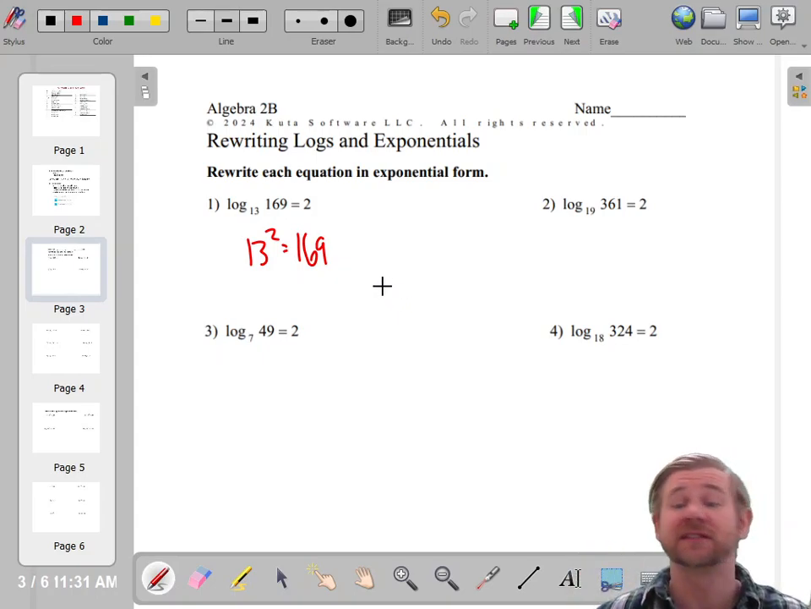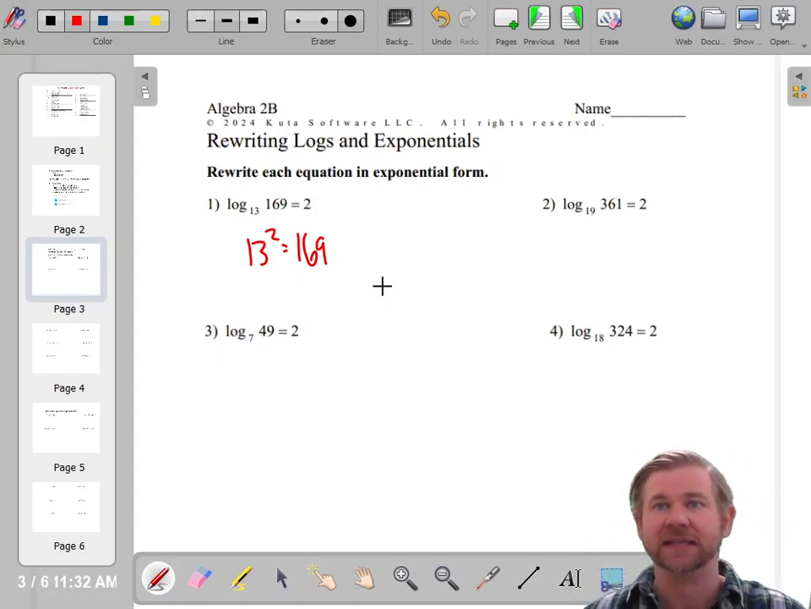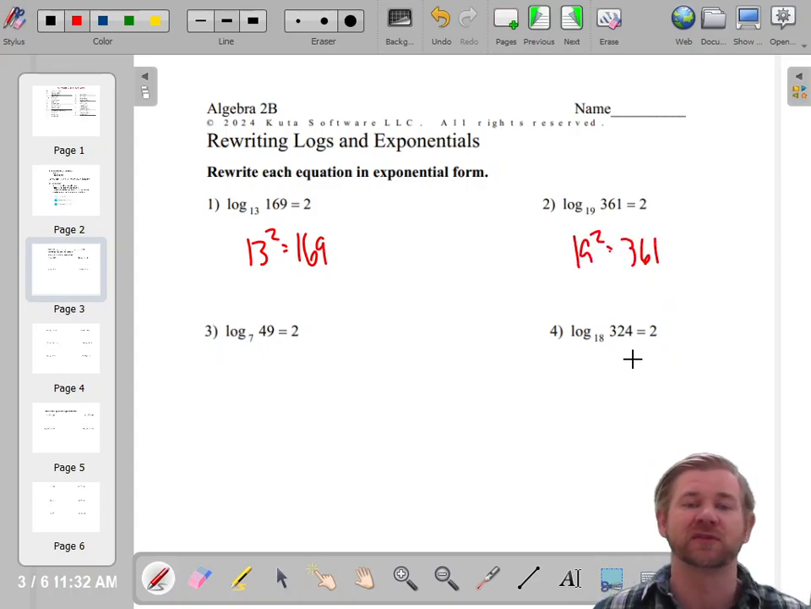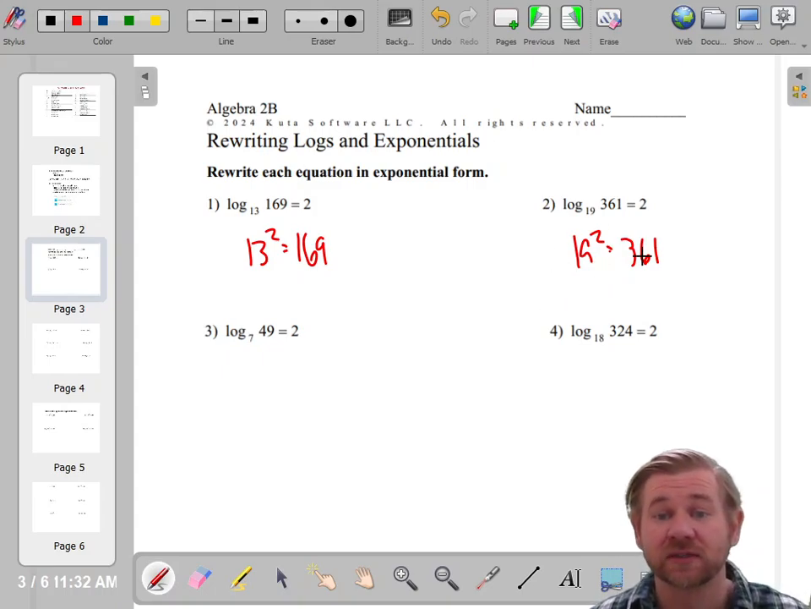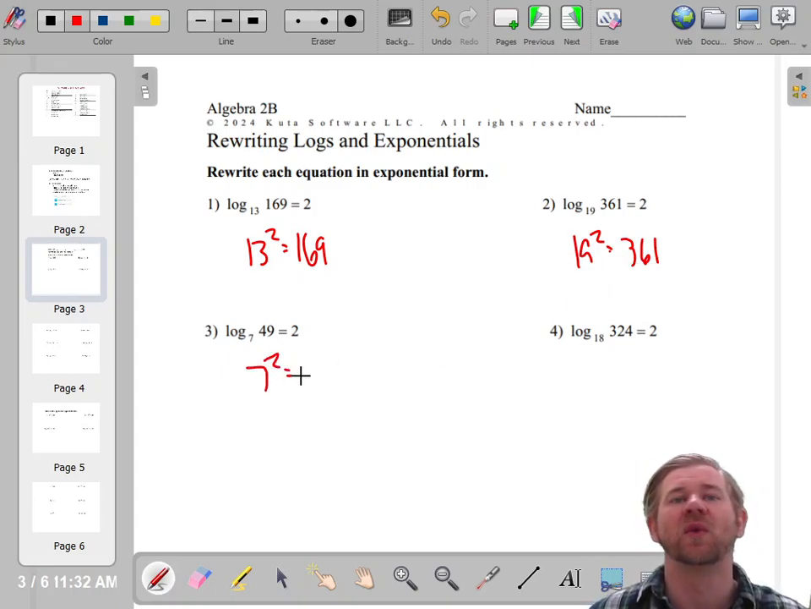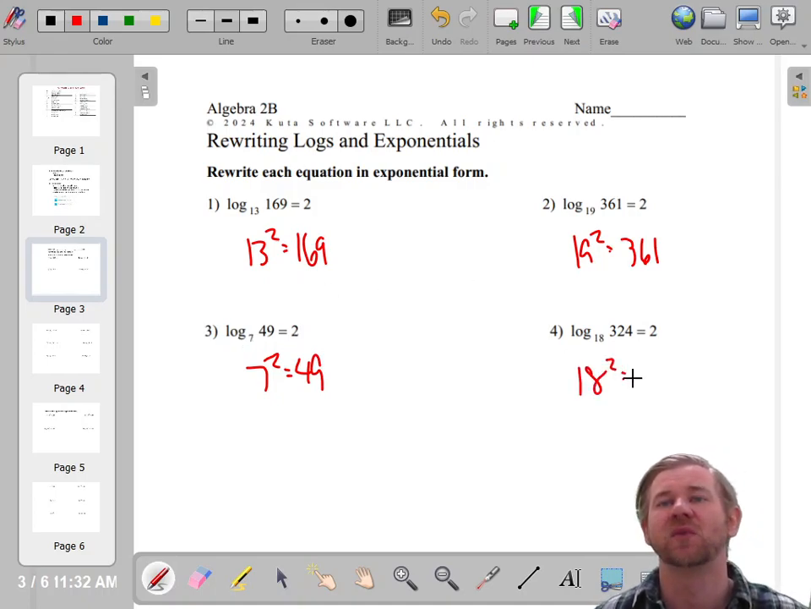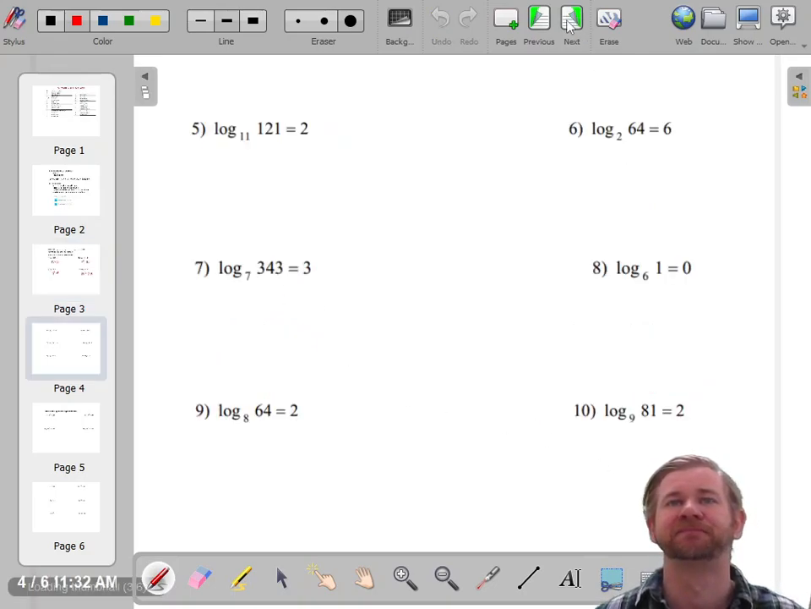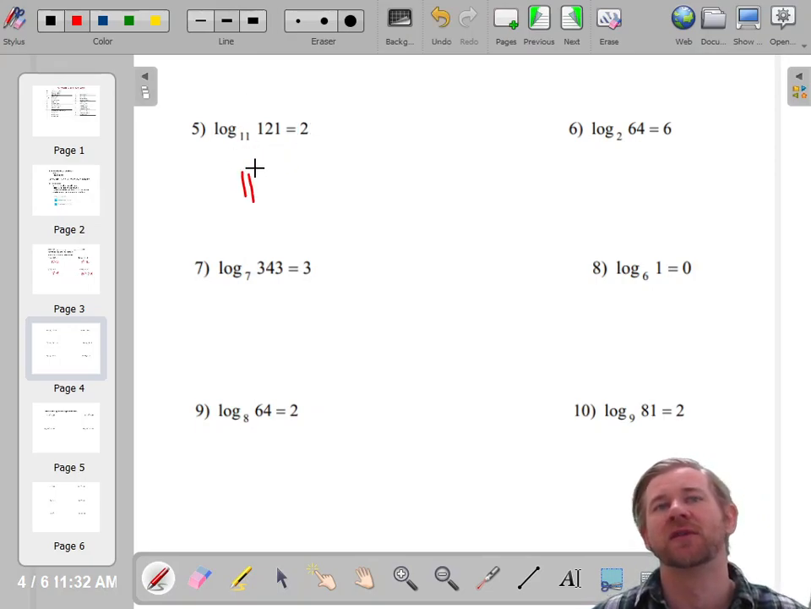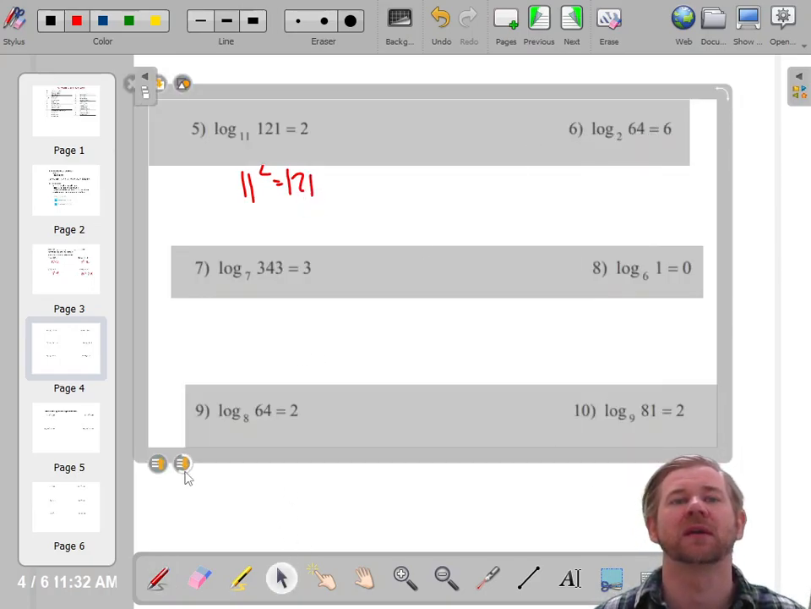So the first part of this, if you're taking a test, you should be able to do these. 19 squared is 361. That might be a perfect square. You remember, if it's not, 19 squared is 361. 7 squared is 49. 7 to the second is 49. 18 squared is 324. Okay, so a lot of these perfect squares are being listed. I'll do these pretty quick. If it's a base 11 log, that's a base 11 exponent, and then you come over here. 11 squared is 121.